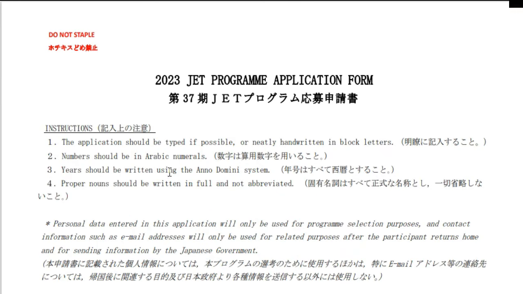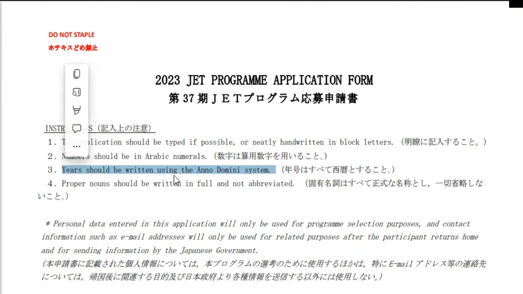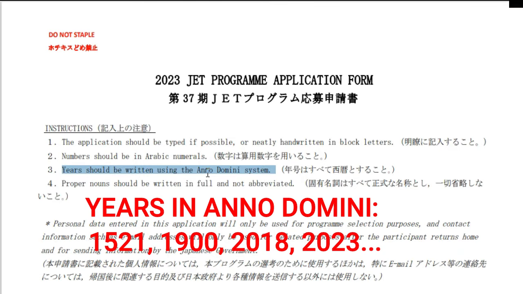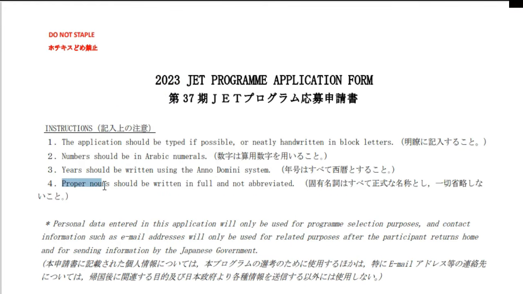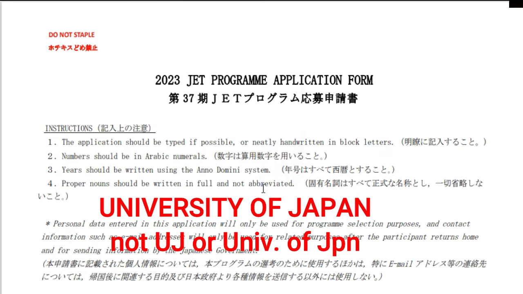Number 3, years should be written using the Anno Domini system. The Anno Domini system is the Western way of writing years, because in Japan they have a different way of writing the year, which depends on the reign of the emperor. But for the JET program application, please use the Anno Domini system, as in the 4-digit years like 2023, 2022, 1992, 1985, something like that. And number 4, proper nouns should be written in full and not abbreviated. So you should be able to spell out abbreviations or initialisms.